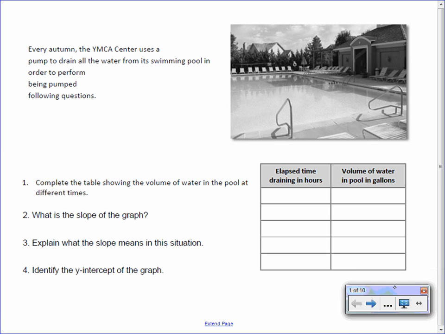Now, starting with problem number 1, it tells us every autumn the YMCA Center uses a pump to drain all the water from its swimming pool. In order to perform the beginning pump, we have to answer the following questions. It says complete the table showing the volume of the water in the pool at different times. So we have to look at the graph to be able to fill in our table.